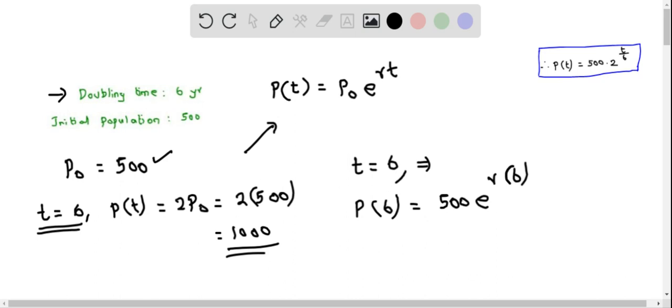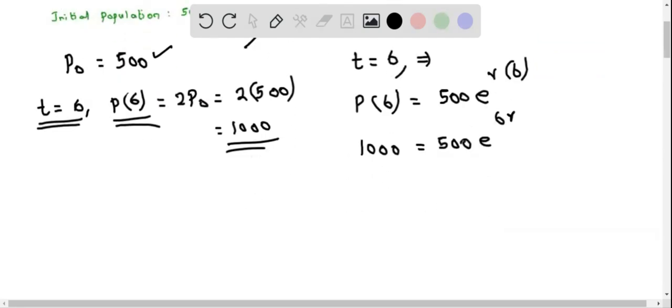We know that when t equals 6, this is basically P of 6, and this equals 1000. So I'm going to plug in P of 6 equals 1000 into this equation. So I get 1000 equals 500 times e raised to the power of r times 6, which is 6r. Now let's divide both sides by 500, and we can cancel this 500. 1000 by 500 is 2. So we get the equation 2 equals e raised to the power of 6r.